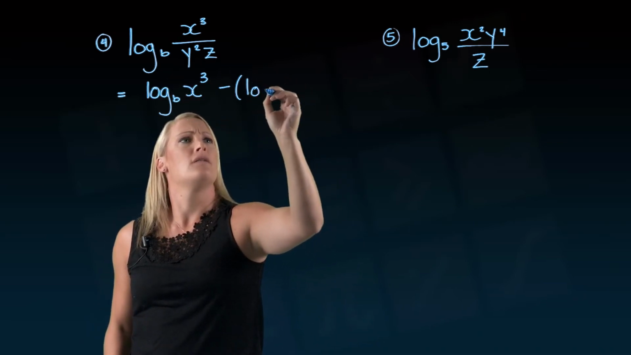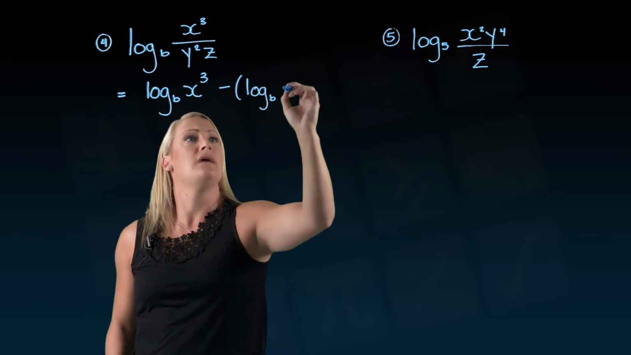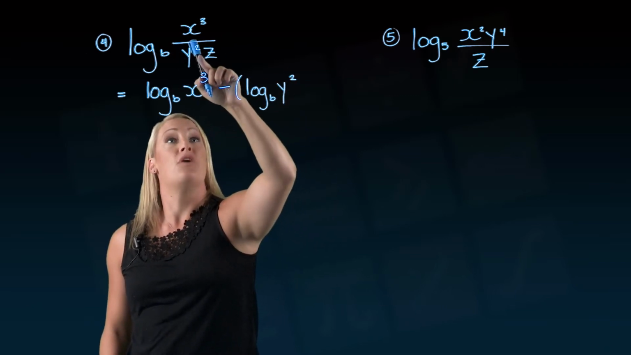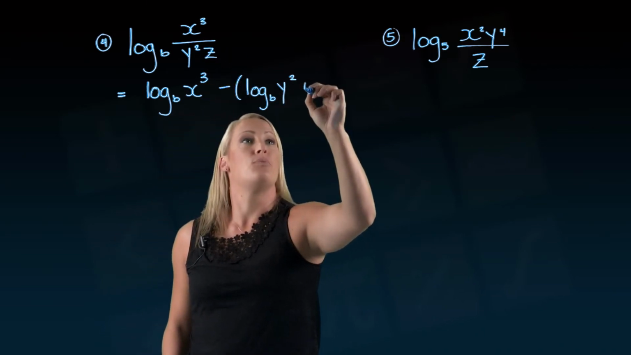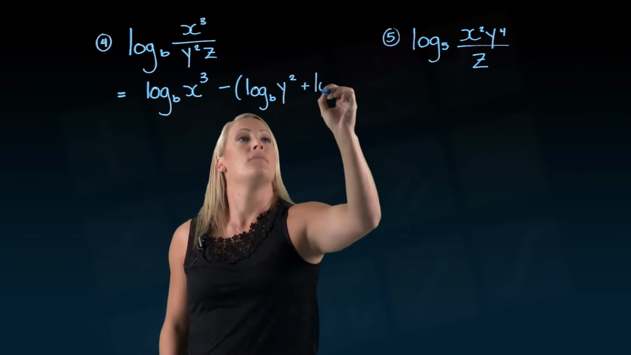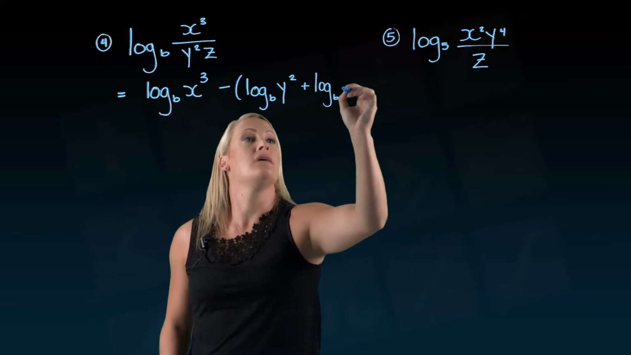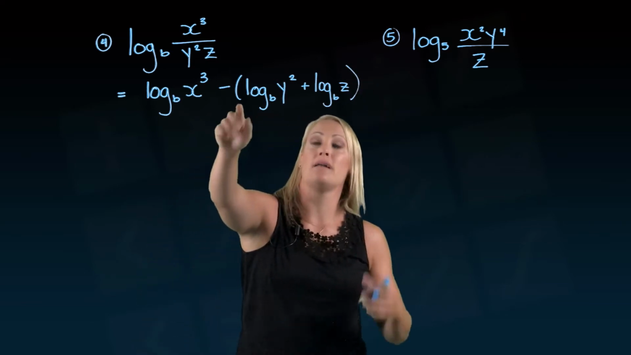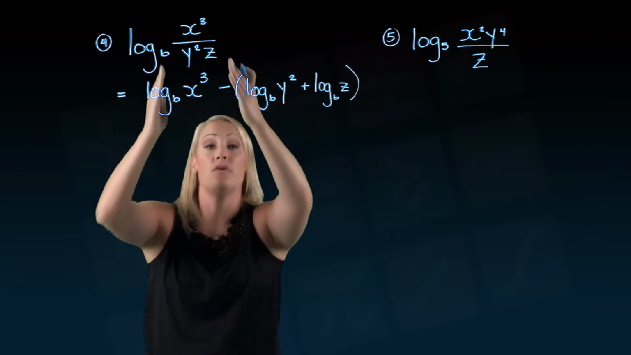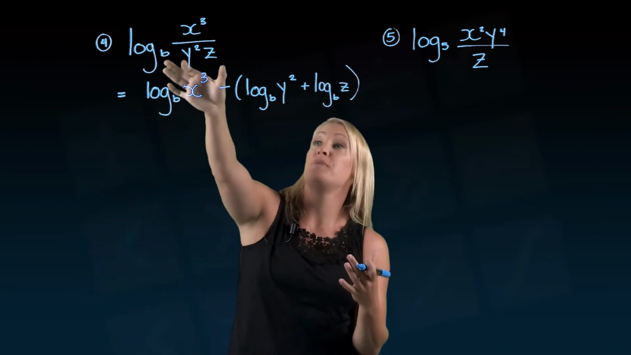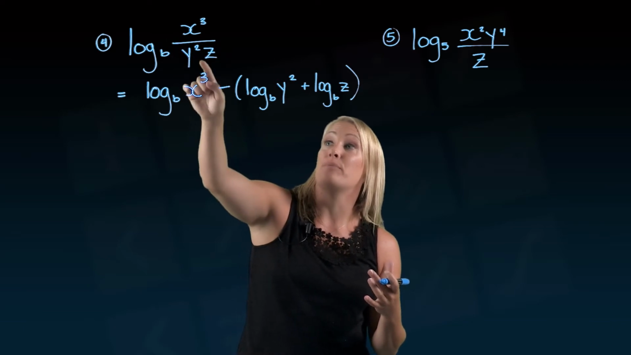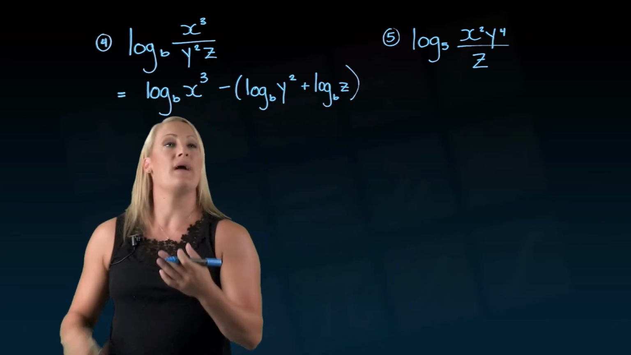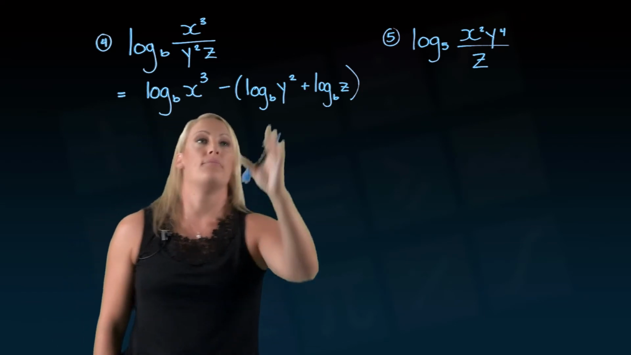So let's write that: log base b of y squared. And the y squared is multiplied by the z, so that's plus log base b of z. And again, the reason I wrote a bracket around these two is because both of them are on the bottom of that fraction, which means that this one is divided by both of them. That negative should be sitting in front of both of them. I could leave my answer like that if I wanted to.